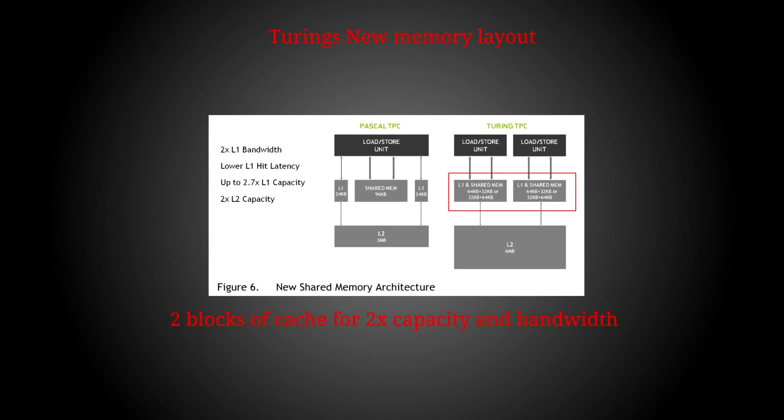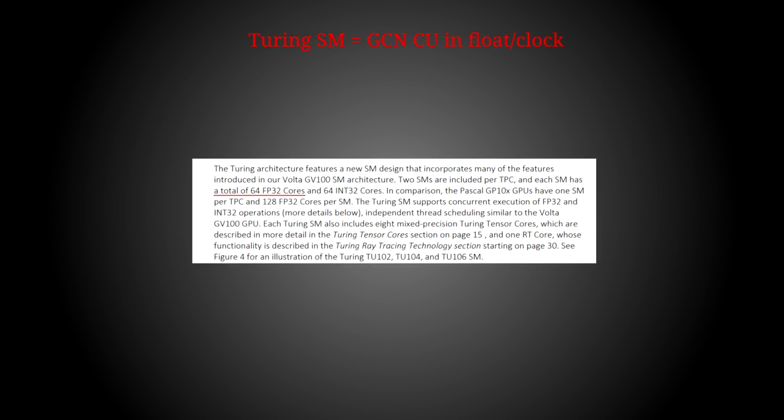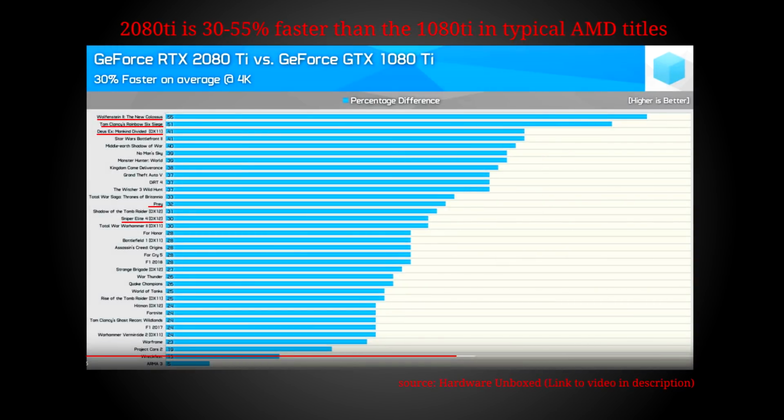So what do we know so far? Turing has the same number of execution units per core as AMD's GCN architecture. They've now introduced async integer execution like GCN. So does it show? Yes, it does. Looking at the benchmarks, it's clear that Turing is performing the best in AMD-sponsored games. Any surprises there? So what else was changed for Turing?